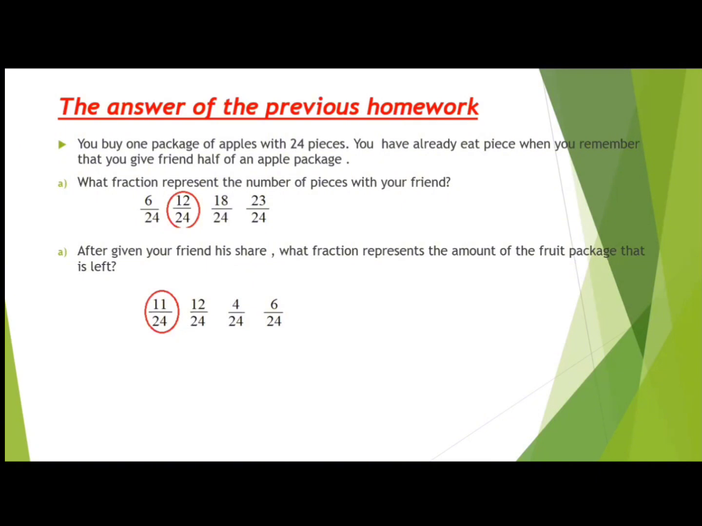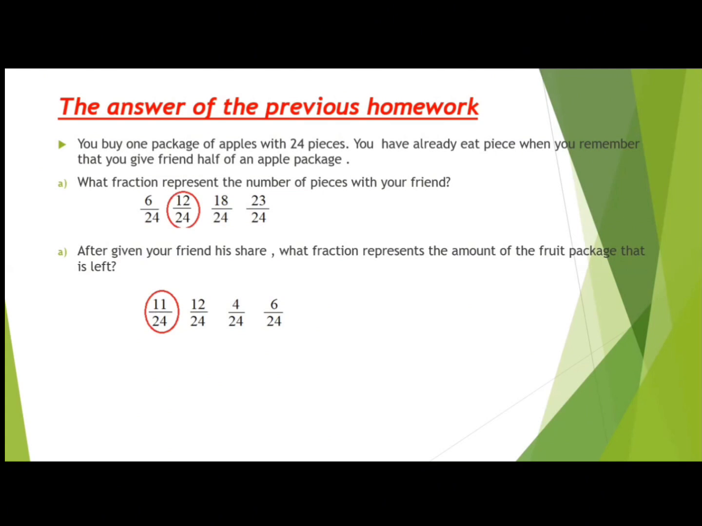You buy one package of apples with 24 pieces. You have already eaten one piece when you remember that you gave a friend half of an apple package. Number A, what fraction represents the number of pieces with your friend? Okay, you have 24 pieces and you share half with your friend. So, what is half of 24? It's 12, correct? How can I write this as a fraction? I have to write 12, the number I shared, out of 24, the total number of apples. So it's 12 out of 24.